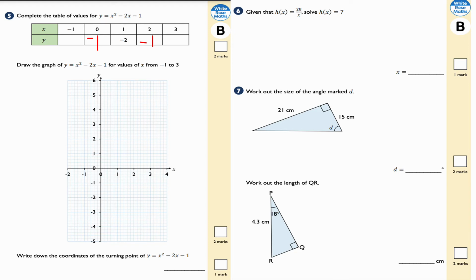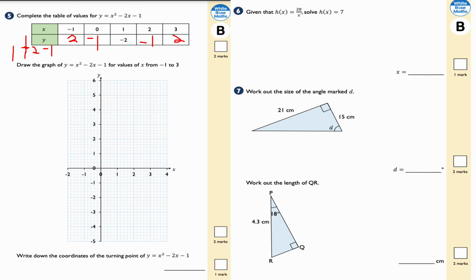When x is equal to 3, I get 3 squared, which is 9. Take away 2 times 3, or 2 lots of 3. 9 take away 6 is 3. Take away the 1 is going to be 2. Next one, negative 1 squared is 1. Add 2, and then take away 1. So the answer is just 2. 1 add 2 is 3, and then take away the 1 is going to be 2.